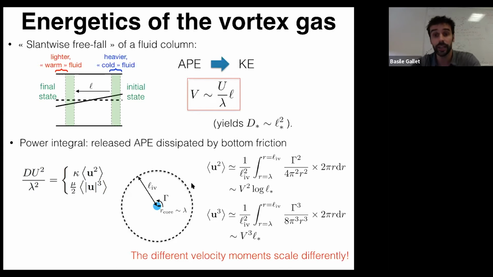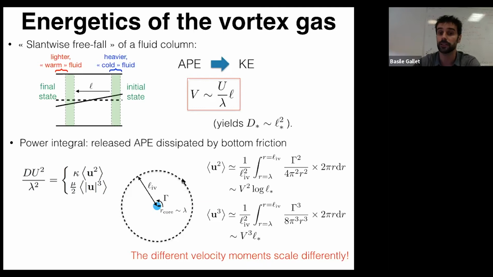Okay, so the naive idea would be, well, this u squared is probably the typical v squared, v being the velocity at which the vortex core moves. And this u cubed is probably v cubed as well. But that's not quite the case. If you consider a single vortex inside the vortex gas, it occupies a typical region, which is the intervortex distance, before you can sense the next vortex here. And over this region, you can compute u squared, the velocity variance.